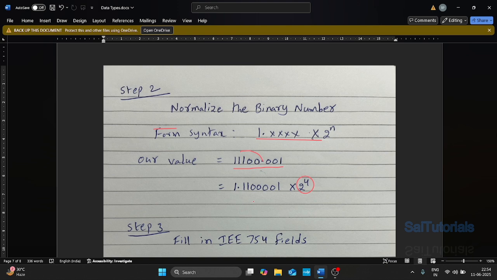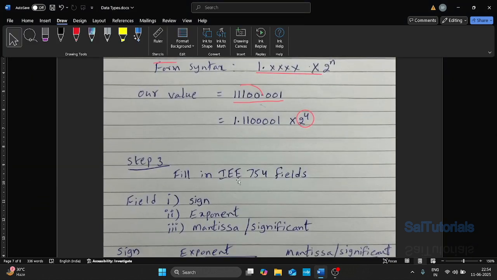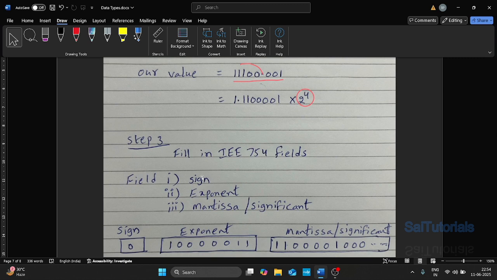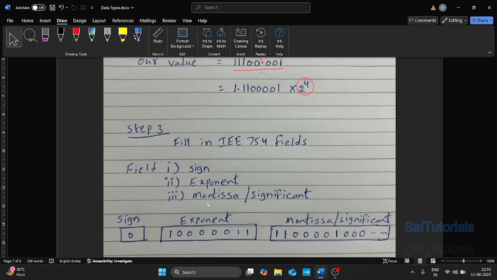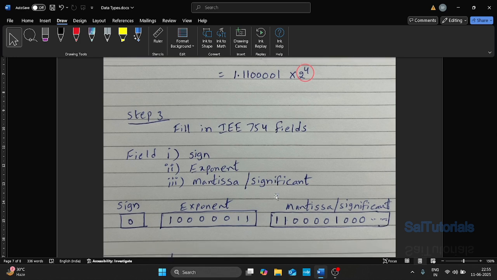This is the format we got. And in the third step, we have the IEEE 754 fields, and we have to fill this value into those fields. So what are those fields? There are a total of three fields. First is the sign, which represents whether the number is positive or negative. Second is the exponent. Third is the mantissa, or we can say significand. We will see them one by one.